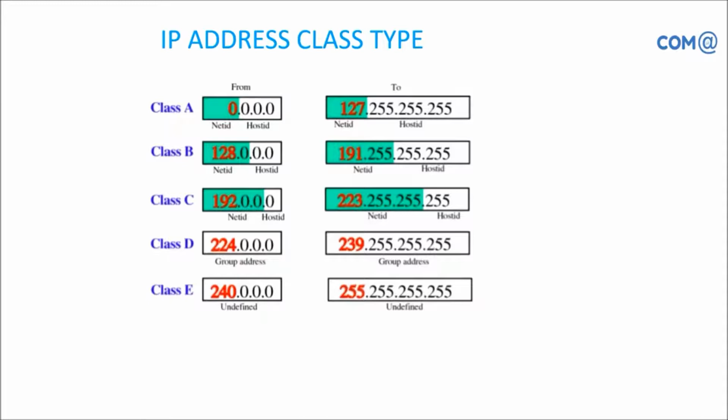So based on the available portions, we are defining how many systems we can connect for a particular class of network. In the same way, class B, we are taking 2 portions as network portion and 2 portions as host portion. Class C, first 3 portions will be network portion, last one portion will be host portion. So it is reverse numbers of class A.